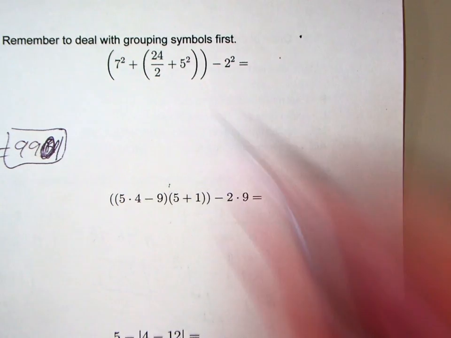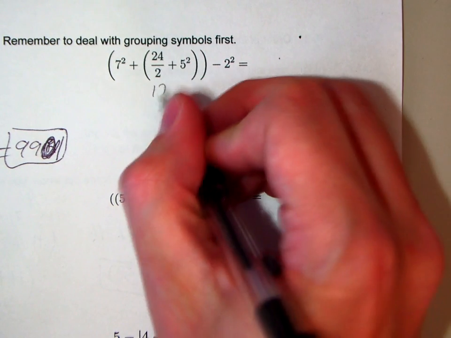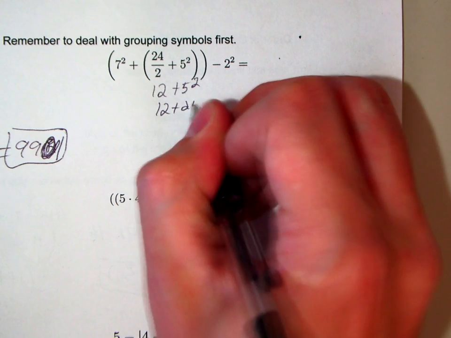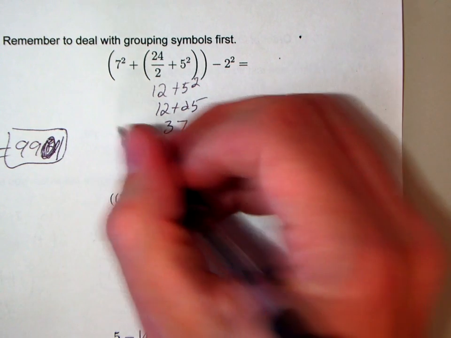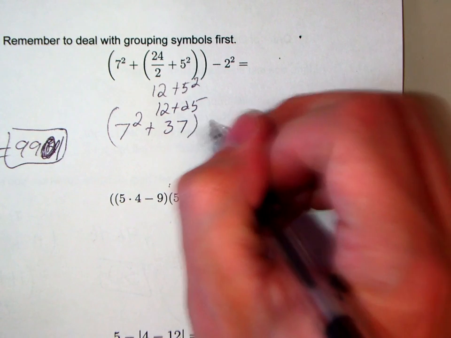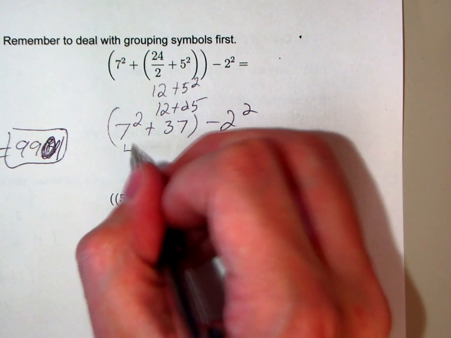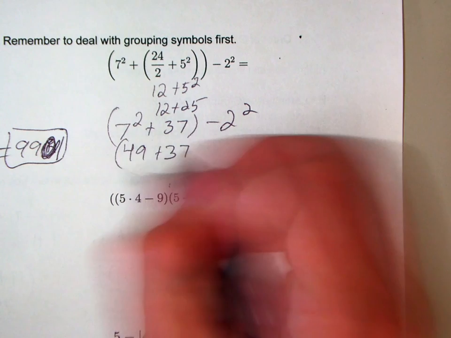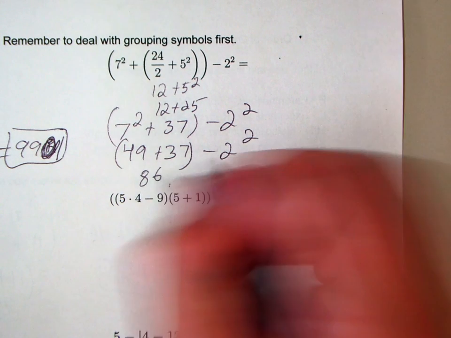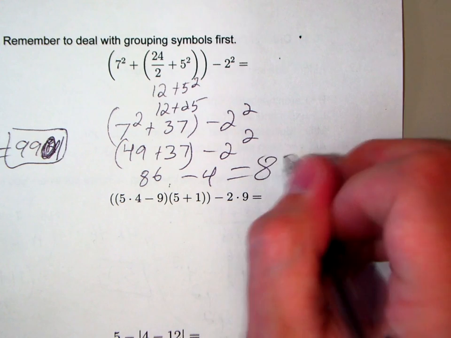Next one, 24 divided by 2 is the first step. That gives us 12 plus 5 squared. So we do 12 plus 25. And all of that gives us 37. So we have 7 squared plus 37 minus 2 squared. So this is 49 plus 37 minus 2 squared. So this is 86 minus 4, which is 82.